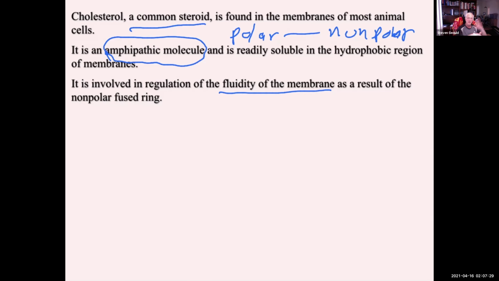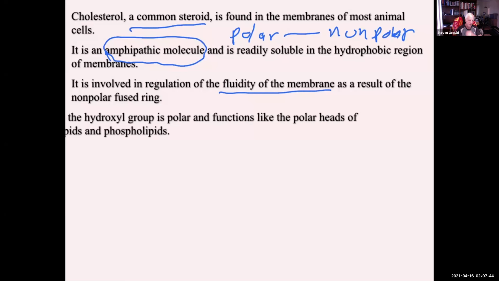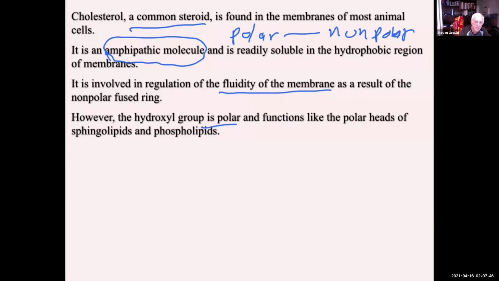They move, they bend, they swell, and this cholesterol can go with it because the non-polar, the hydrophobic end, is dissolved inside the fatty acid chains of the lipids that form the membrane wall, the cell membrane. So it can move right along with it. The hydroxyl groups are polar, okay, and function like polar heads of the sphingolipids and the phospholipids, just like the other ones. They allow that end to bond with the water, the extracellular fluid, or the cytoplasm of the cell.